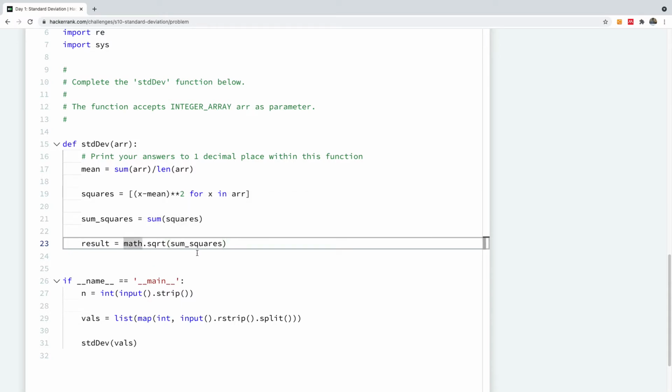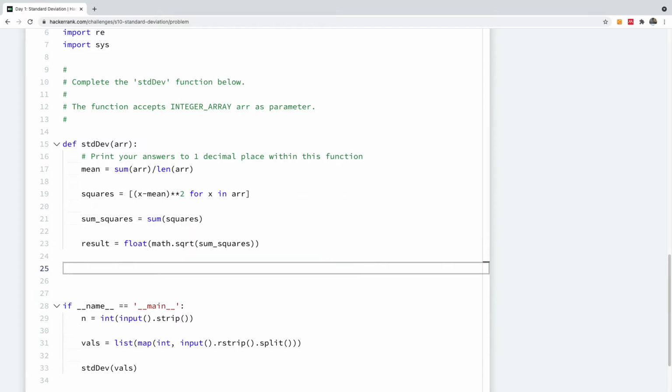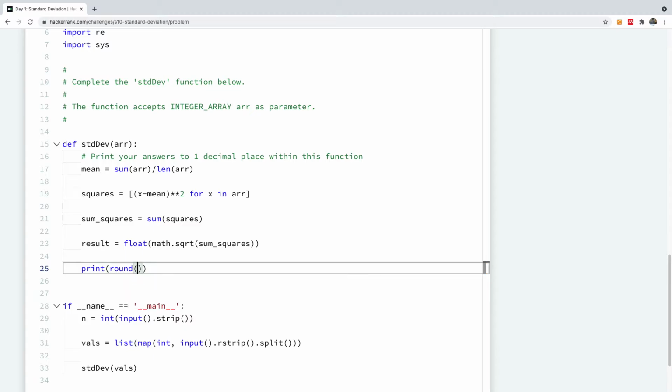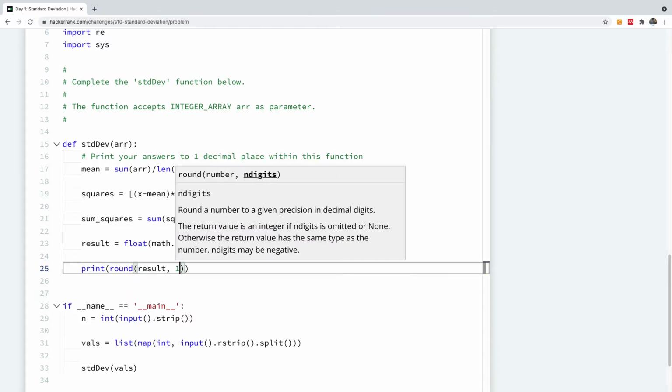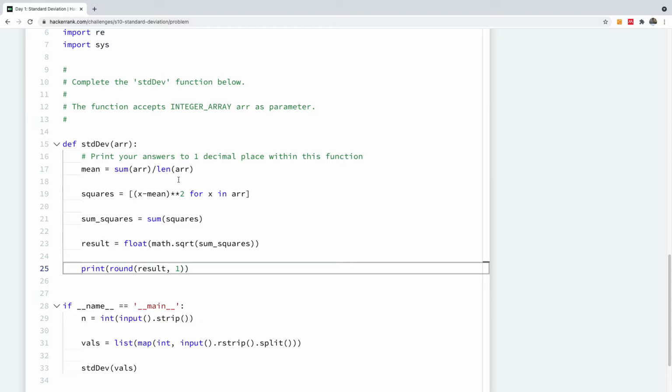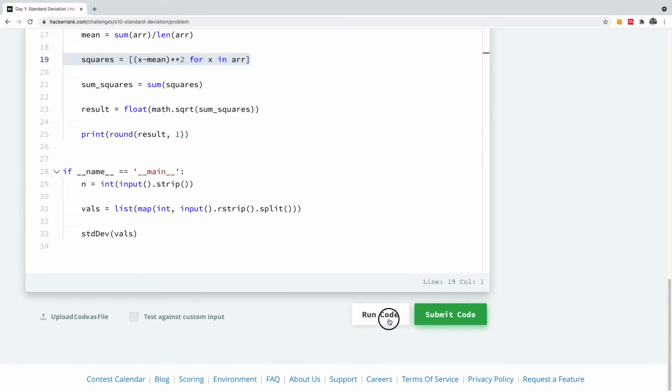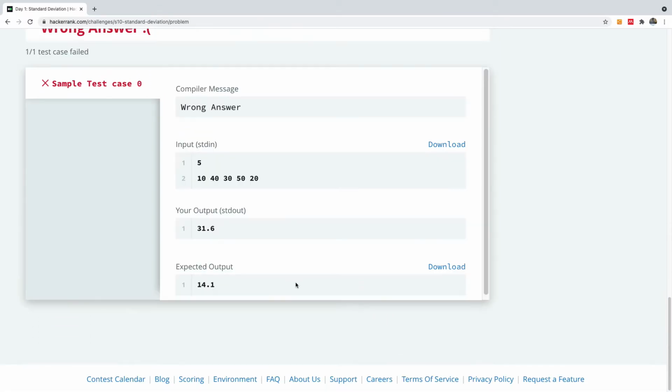So first of all, we can convert this result to float, so that I can round it to one decimal place. I'm going to print the result rounded to one decimal place, and that should be it. So basically that's it. One good thing you need to learn about is list comprehension. It actually makes life so easy. And at this point, I'm going to simply run this code and see if it passes the test cases.